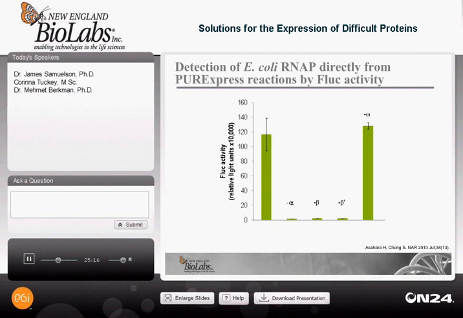The next three bars show that you get no firefly activity if you omit the alpha, beta, or beta prime subunit from the reaction. This also indicates that there was no background activity of E. coli RNA polymerase in the reaction. If you omit the omega subunit from the reaction, you still do see E. coli RNA polymerase activity, and this may be that it's not required for function of the polymerase. There are some other discussion points around this that can be found in the paper.